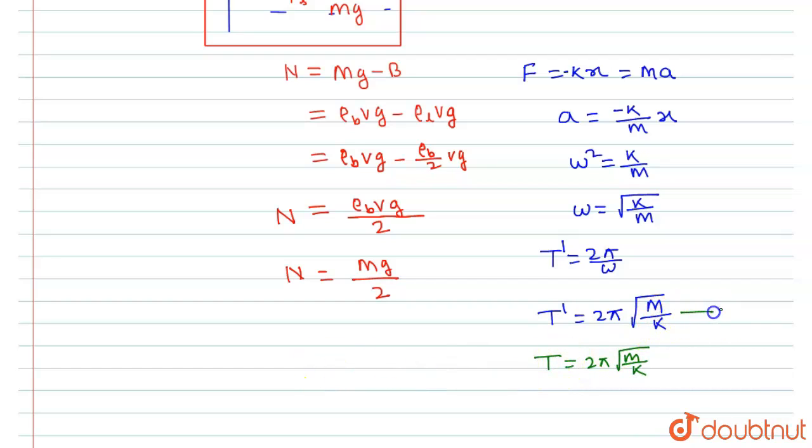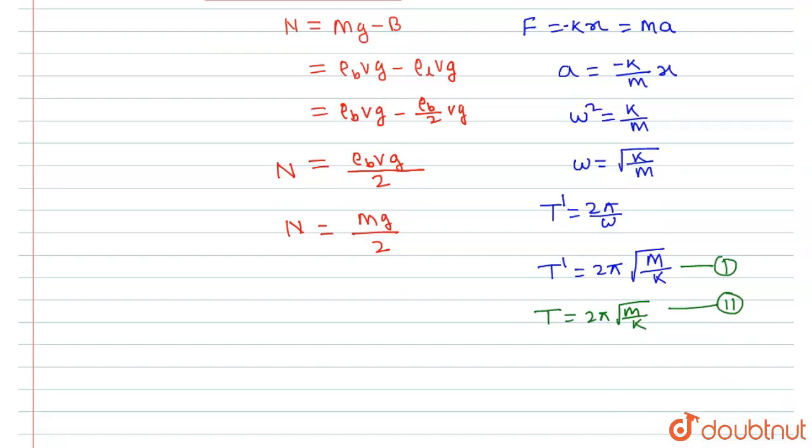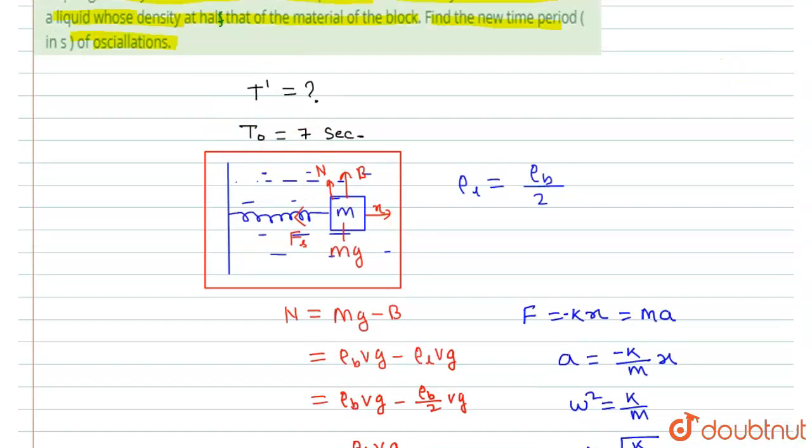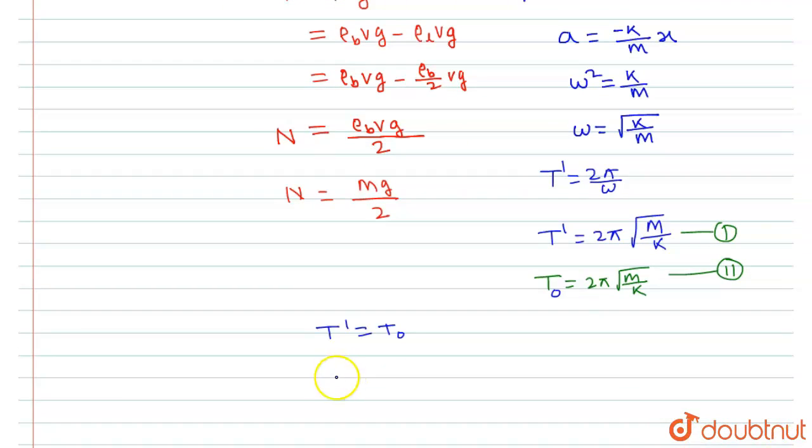From here let us consider this is the first equation and this is the second equation. From the first and second equations we can see that T dash is equal to T, so T dash is equal to T naught, because we have earlier assumed this is the T naught. T naught is equal to 7 seconds. So the new time period T dash is equal to 7 seconds. This is the required answer for this question.